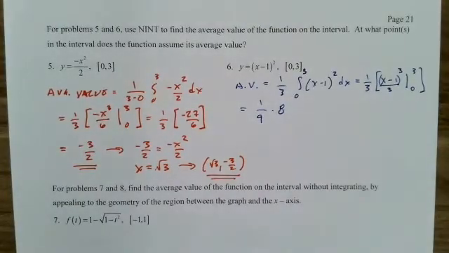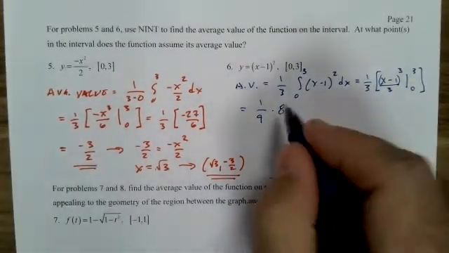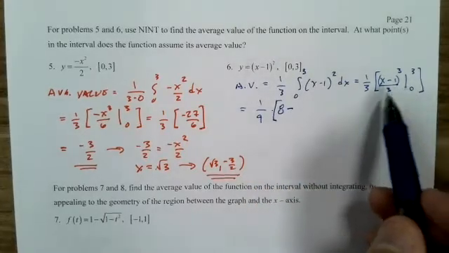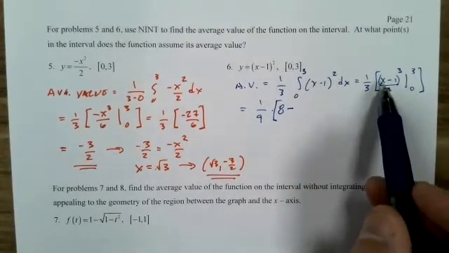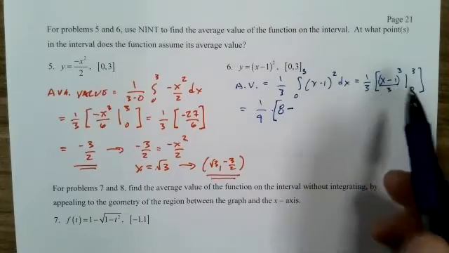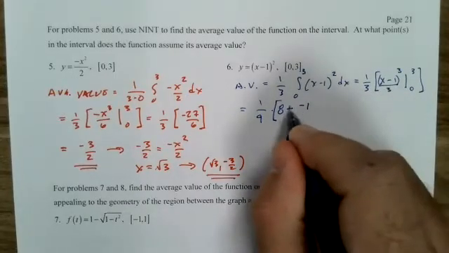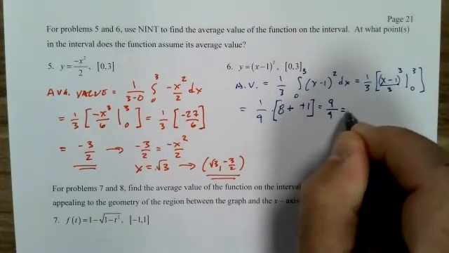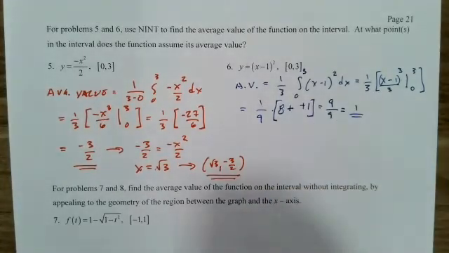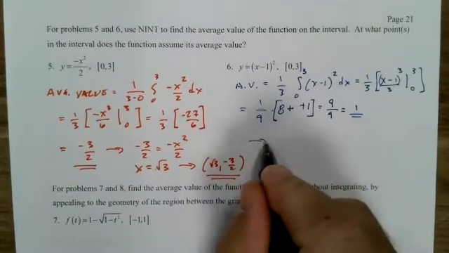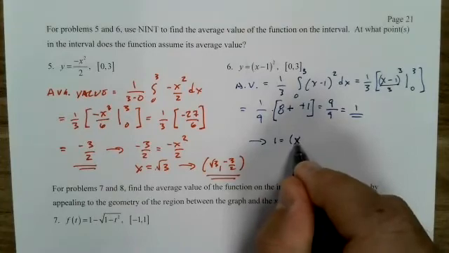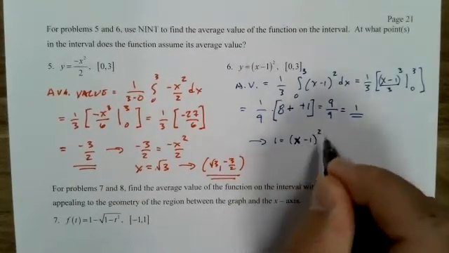Looks like I made a mistake in here. Oh, I'm not done, that's all. Minus, you have to plug in the 0. So quickly it gets out of your way. 0 minus 1 is negative 1 to the third, negative 1. So 1. So plug that in: 1 equals x minus 1 squared.